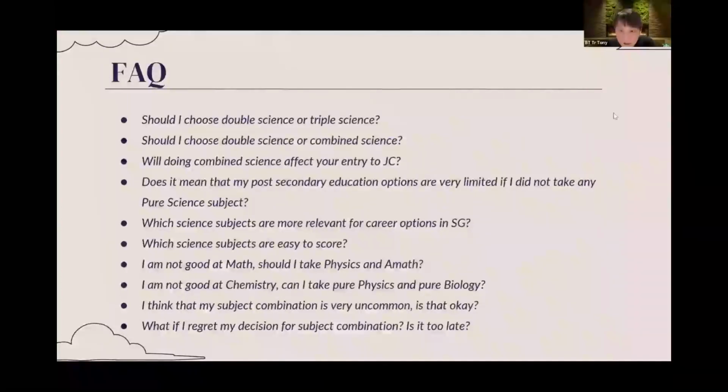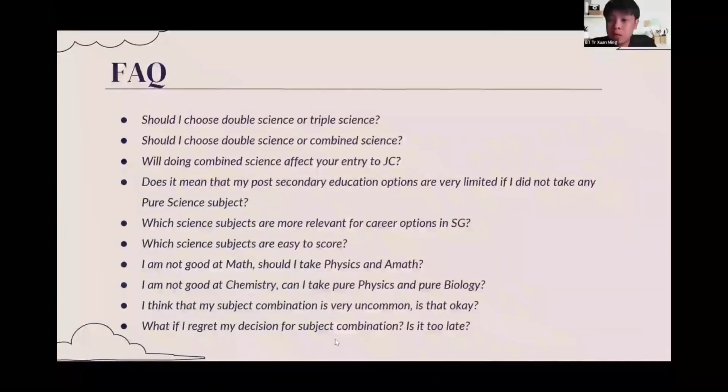Okay, I see a question here. If my son is taking pure chem and pure physics, but he didn't do well, can he change to combined science? Combined science is made of physics, chemistry, and biology, but he has no basic in bio. Let's see whether teacher Shenming has something to say about that. Teacher Shenming, are you there? Yeah. So hang on.